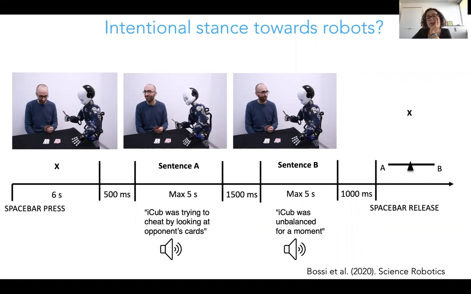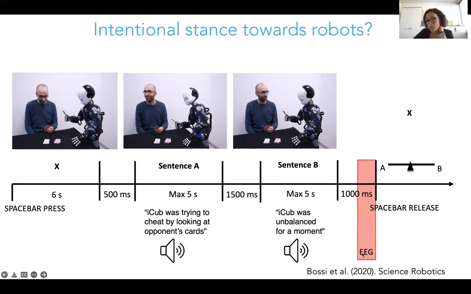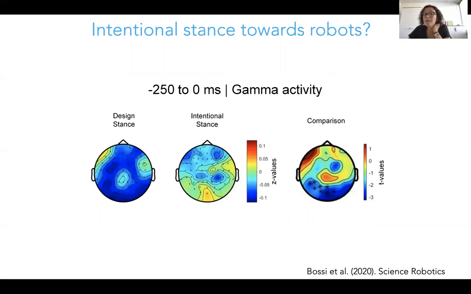Our question was whether we could predict from the EEG signal, before they move their hand to make a decision on the slider, whether a person would be more likely to choose a mechanistic or intentional description. And in fact, we could. In the gamma activity in that period, we could distinguish at an individual level. This was not at a trial level, but we could distinguish those people. As I said, people differ, and you can distinguish those who are more likely to choose intentional descriptions from those who choose mechanistic descriptions.